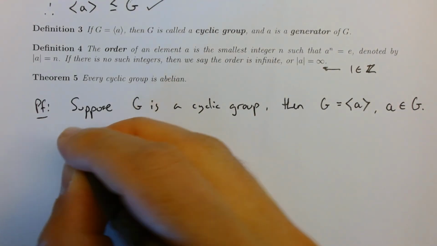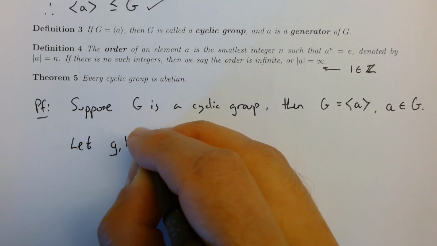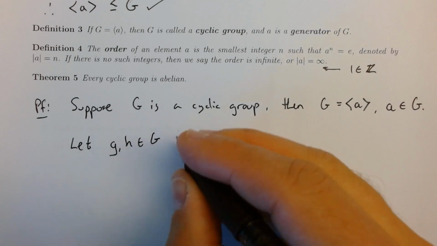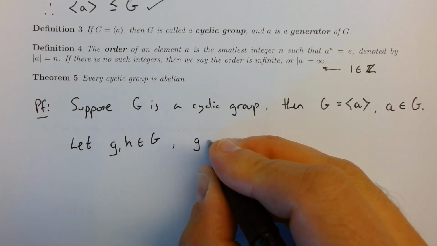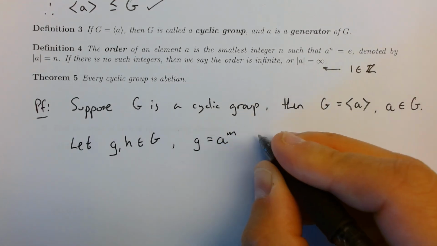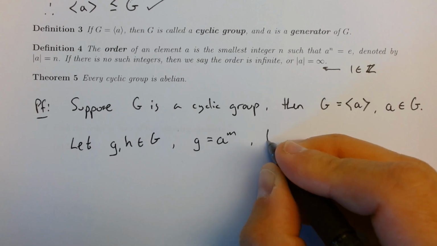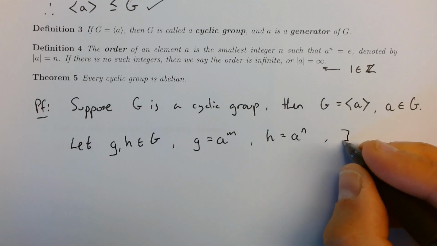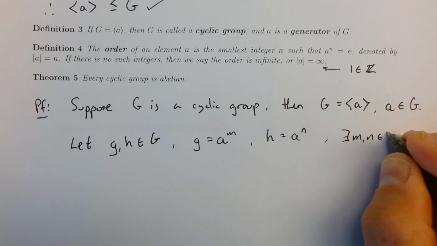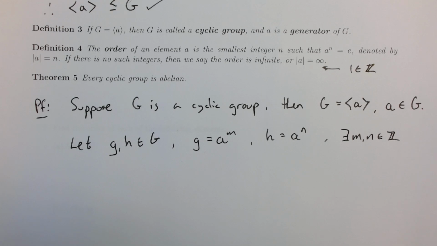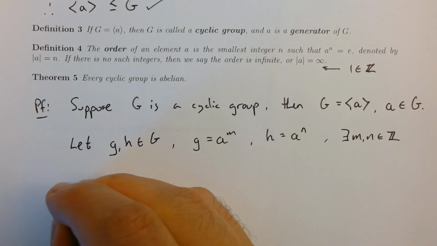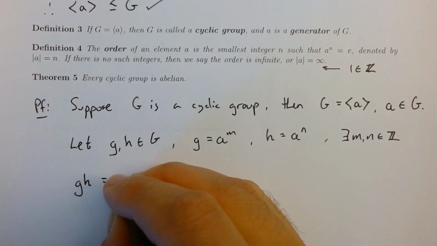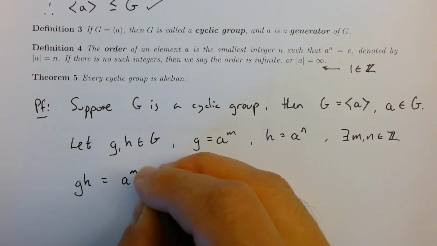Now let two elements, G and H, be in our group G. Then, just like before, we know what they look like. G looks like A to the M, and H looks like A to the N for some integers. Now let's look at the product one way. So GH would of course be A to the M times A to the N.